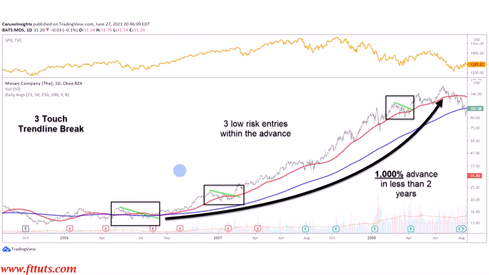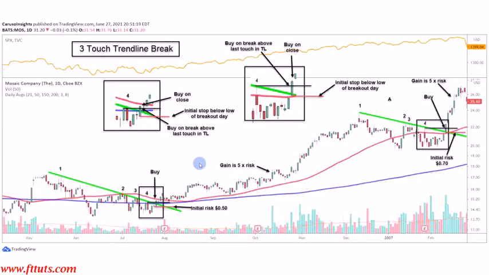Now, this is Mosaic, which is a fertilizer company. And back in 2006, 2007, the fertilizer stocks went crazy because, again, the rise of China, grain prices were rising, and the whole commodity space was just very, very strong. And this stock advanced 1,000% in less than 2 years, a tenfold move. So really life-changing advances. And throughout this entire advance, you had 3 very noticeable consolidation patterns. And you could have entered in all of these patterns really cleanly, very easily with a controlled risk by using a 3-touch trendline break. So let's take a look at each of these patterns individually.